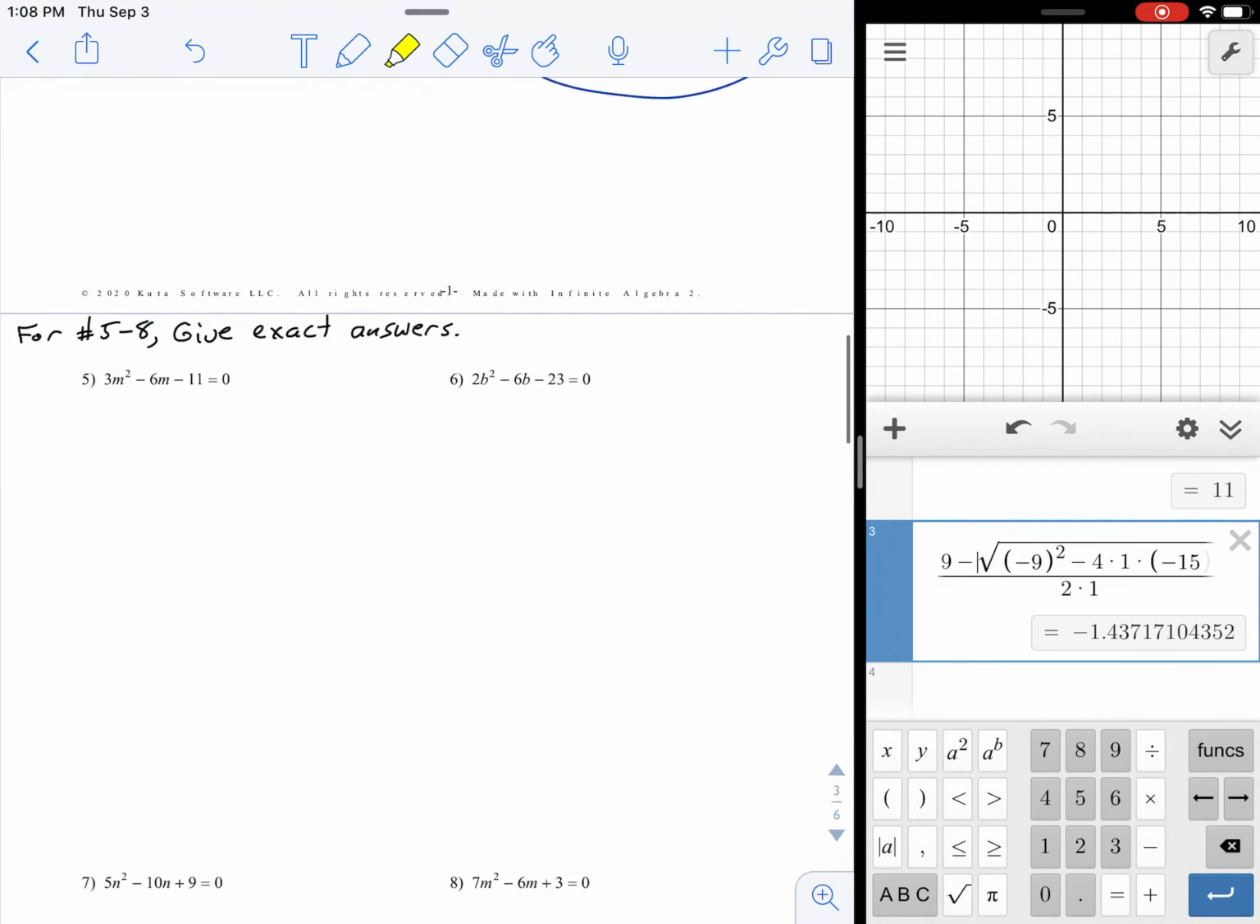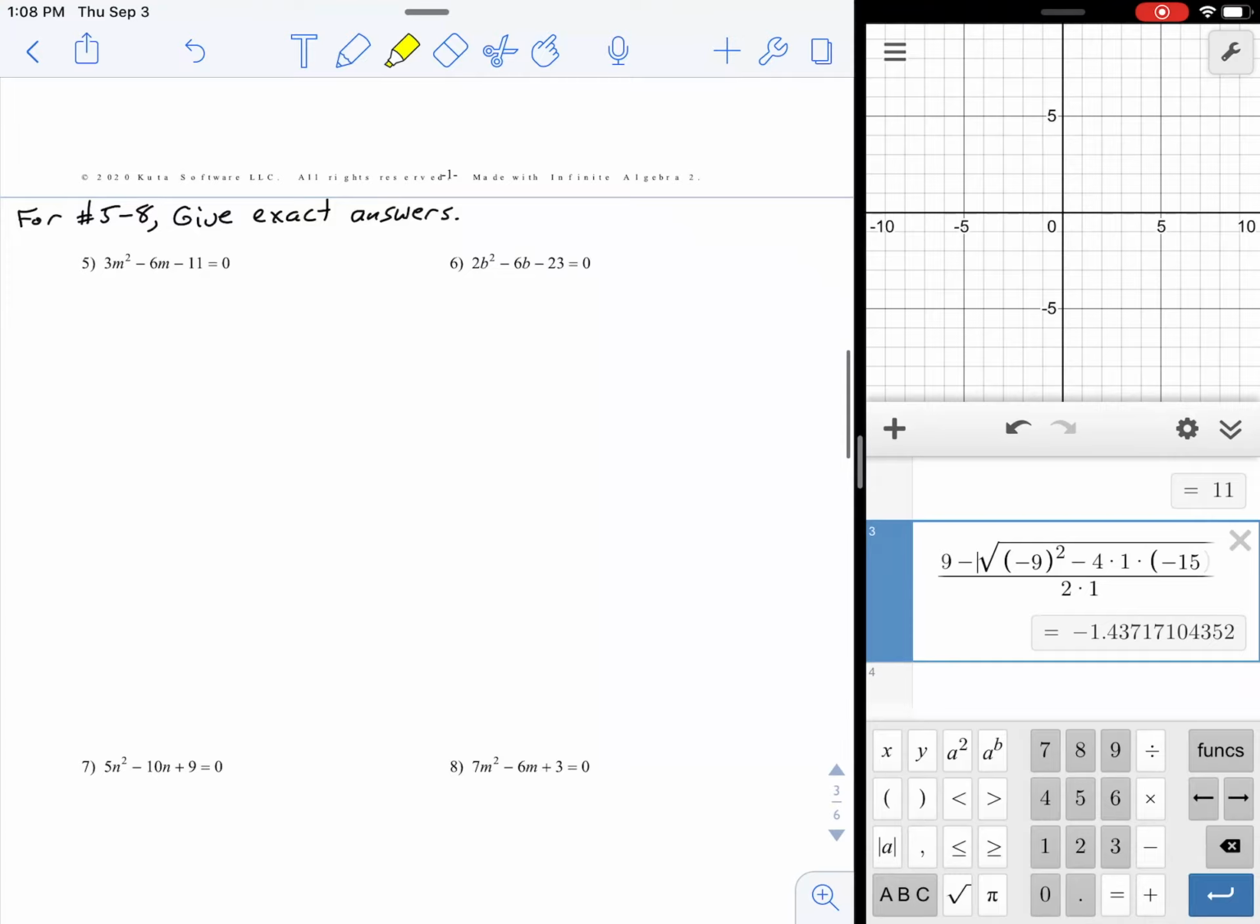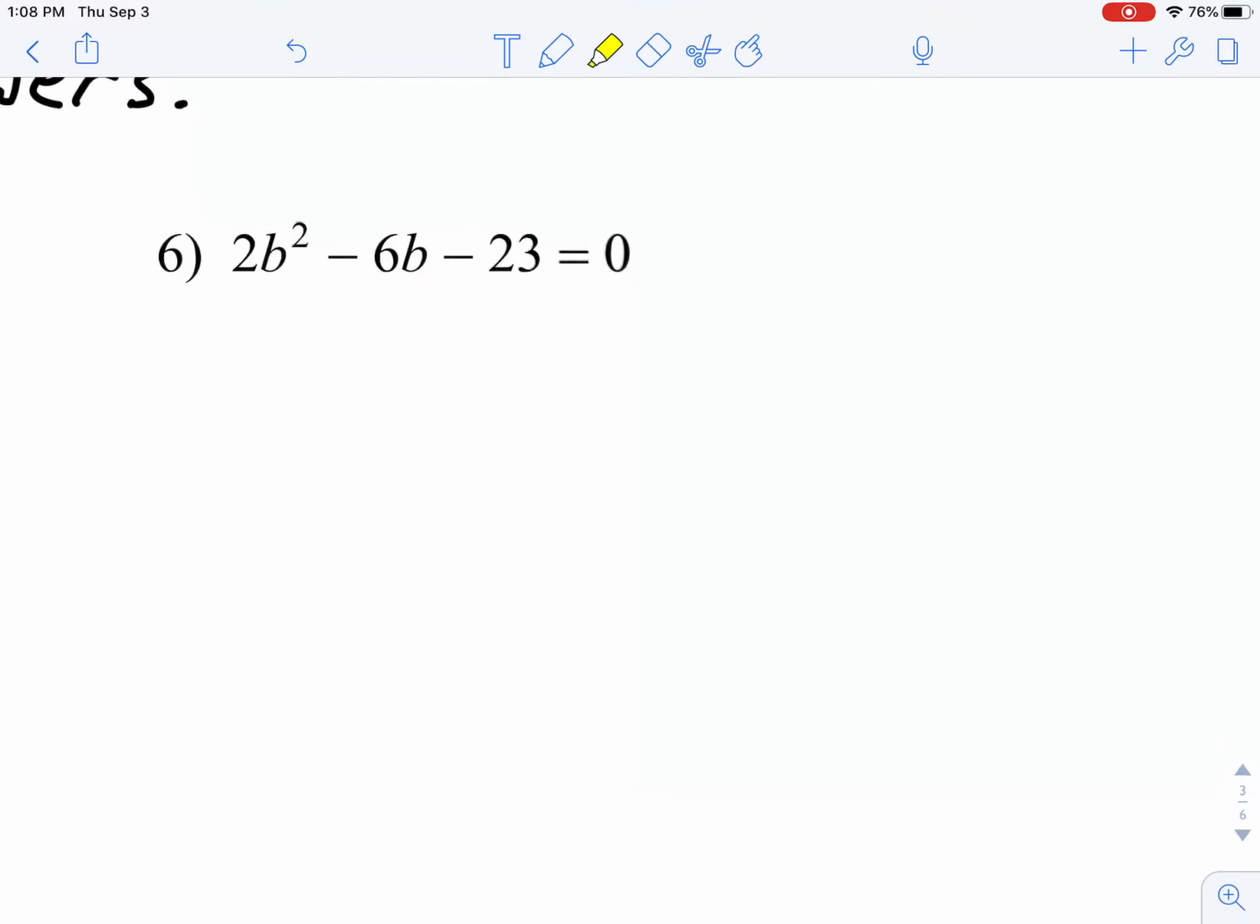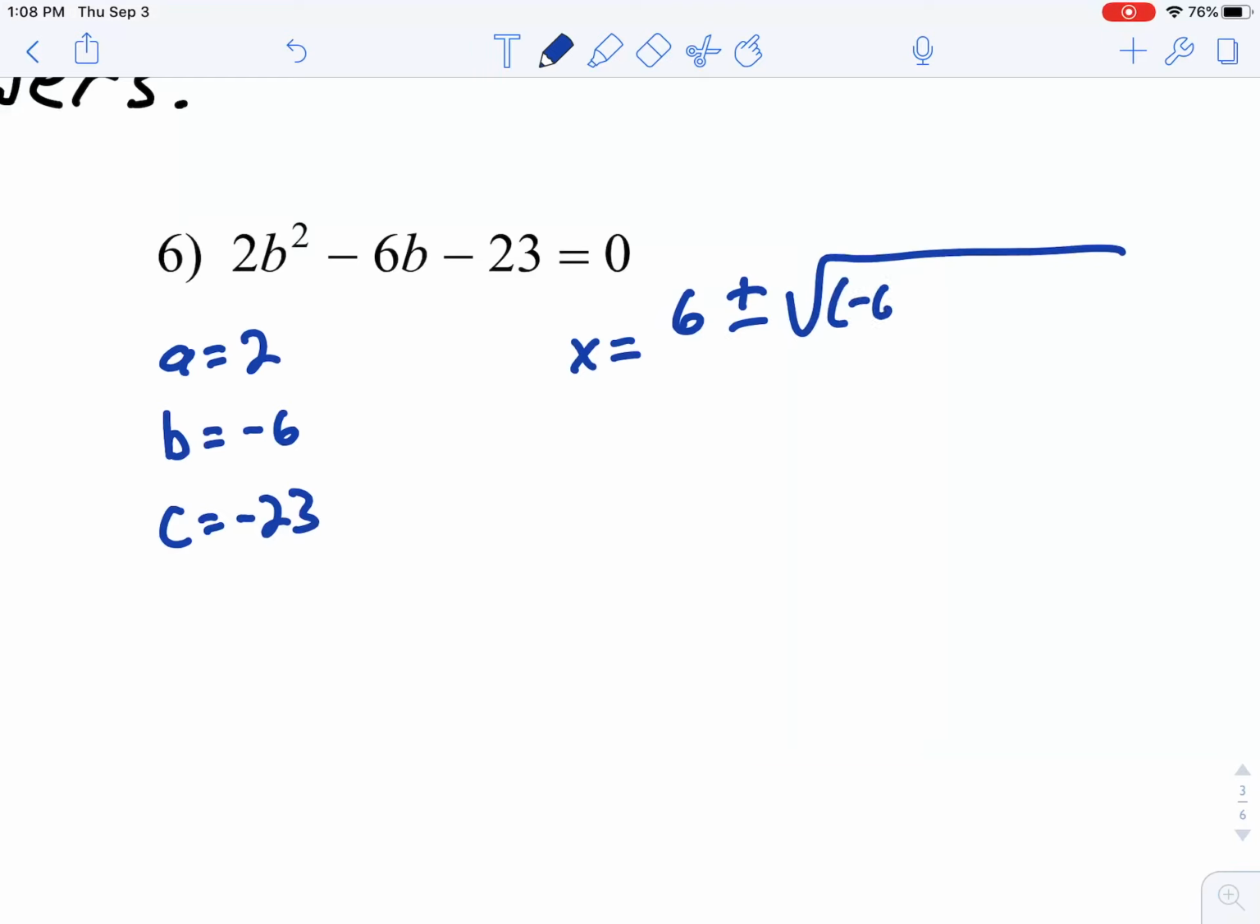We get down to 5 through 8, we now need to give exact answers, and the calculator becomes less helpful in this situation. The process starts out exactly the same. So in this problem, A is 2, B is what, negative 6, C is negative 23. My formula, x equals negative 6, so that's going to be positive 6, plus or minus square root negative 6 squared minus 4 times 2 times negative 23.